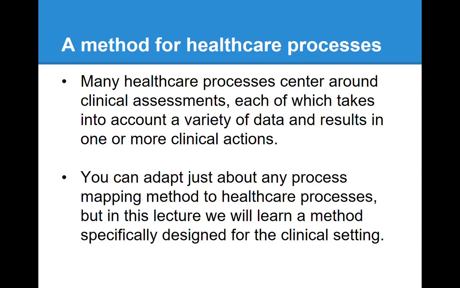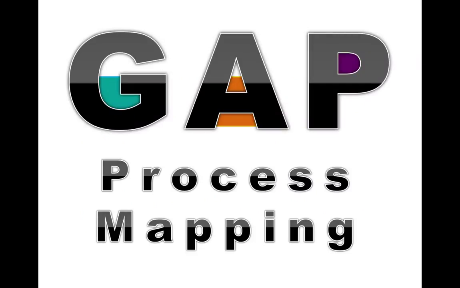Now, you can adapt just about any kind of process mapping method to healthcare processes, and if you have a very simple process that you're studying, the basic linear form of process mapping that we saw with making breakfast might work for you. But I want to spend the rest of this lecture talking about a process mapping method that I helped to develop specifically for healthcare process mapping, and which can help you delineate the complex decisions and assessments that happen in clinical processes. We call this method gap process mapping for the 3 different types of symbols that compose it.